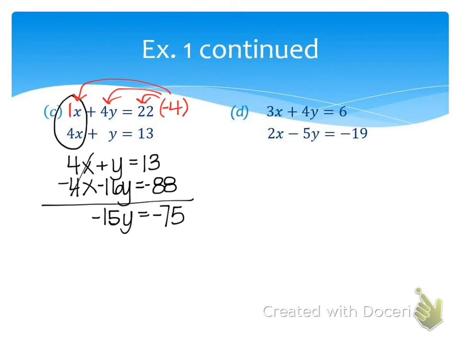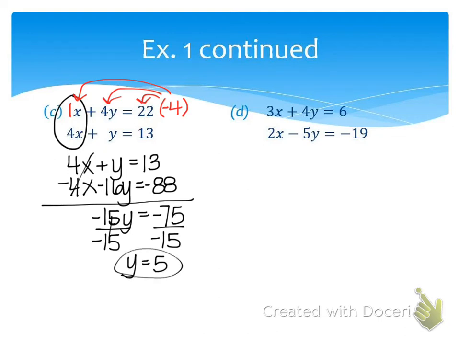And to finish solving for y, I had to do what? You had to divide negative 15 by this. Good. I'm going to divide both sides by negative 15. So y equals? What's negative 75 divided by negative 15? 5. Good. Circle, don't box.